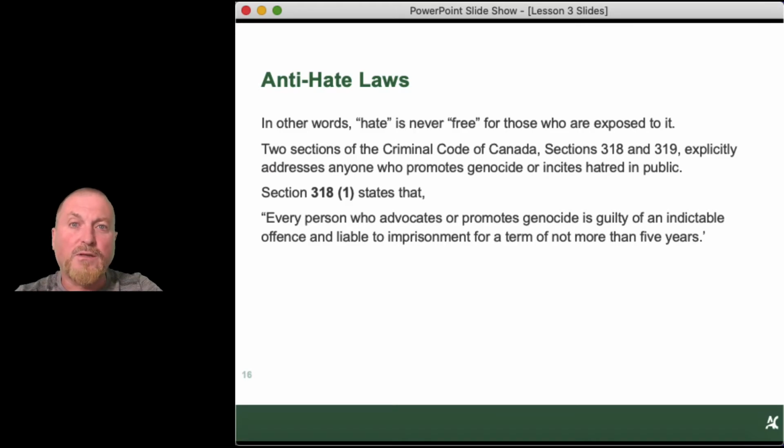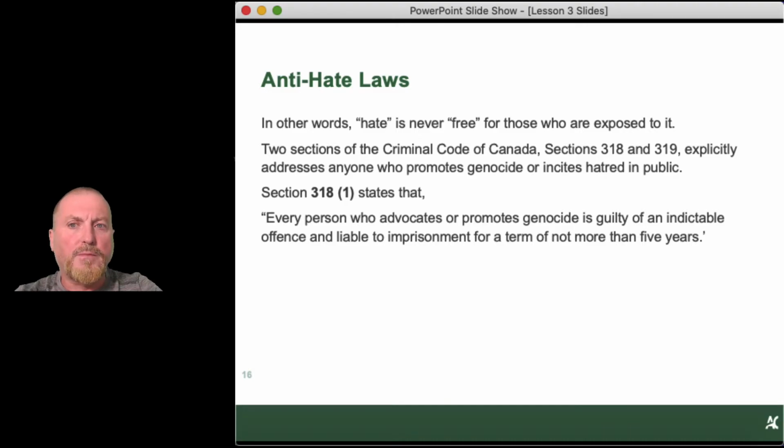All right, in addition to the other things we talked about, like libel, false advertising, and so on and so forth. Okay, in other words, hate is never free for those who are exposed to it, right? That's one thing we keep, when people say hateful things and we challenge them and they come back and say free speech. A typical response from somebody who understands the concept of free speech in a liberal democracy is to say that hate is never free for those who are exposed to it. All right? So while it may be free speech, the type of speech you're exercising is hate speech, and it's not free. It's very costly to society.